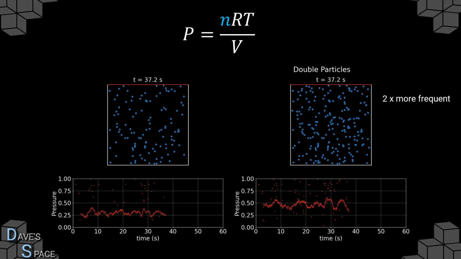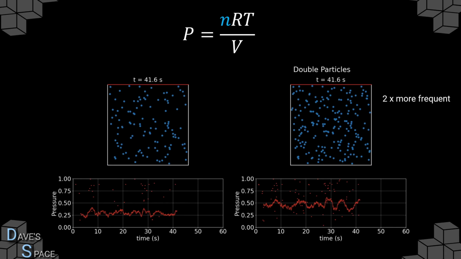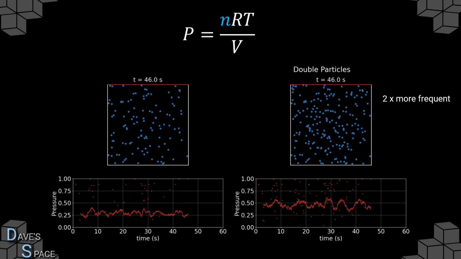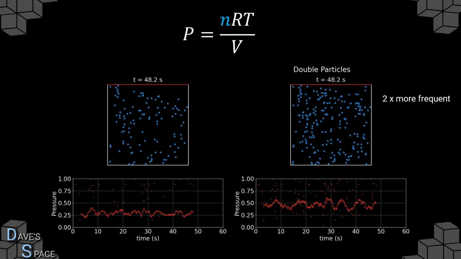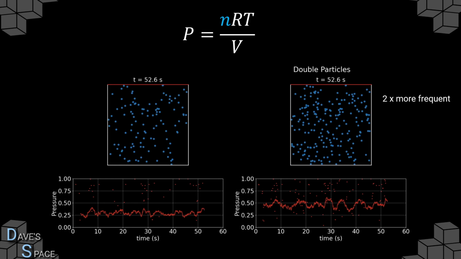Pressure on the right is approximately twice the pressure on the left, and this is due to the increased number of collisions, which you can see by there being approximately twice as many dots on the right as left, so twice as many individual collisions. Now let's take a look at temperature.